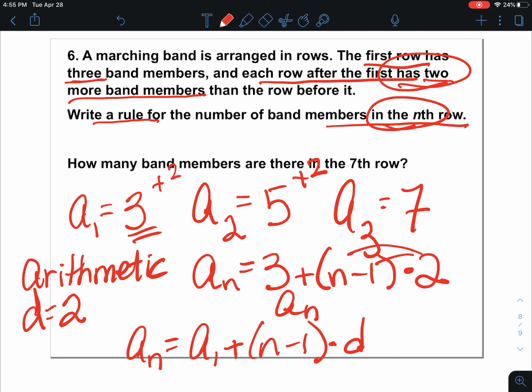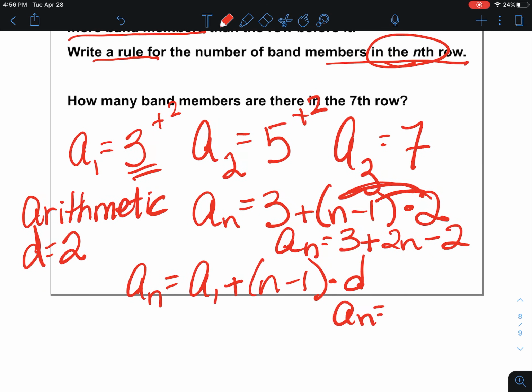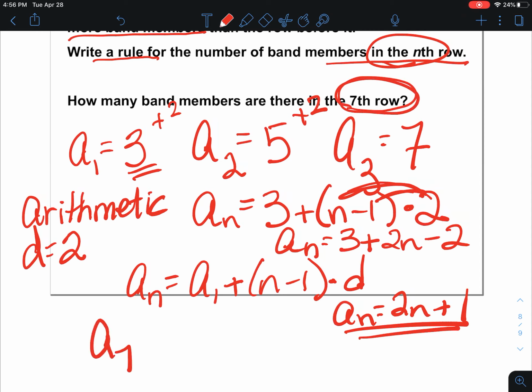Distribute, so a sub n equals 3 plus 2 times n minus 2. Add like terms, so 3 minus 2 makes 1. Therefore, a sub n is going to be 2n plus a positive 1. Now, if we want to find the number of band members in the 7th row, we need to let n equal 7. So in the 7th row, 2 times 7, plus 1 will give me 14 plus 1, making 15 in the 7th row.